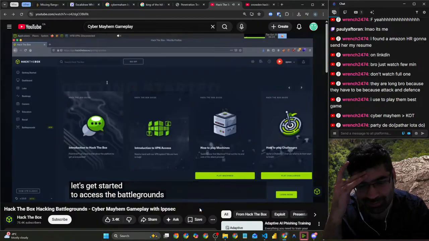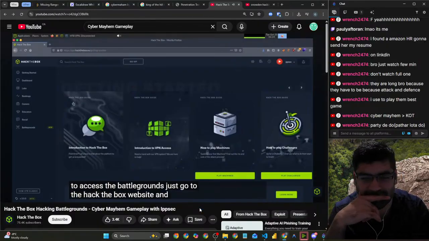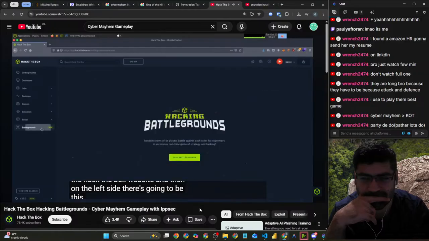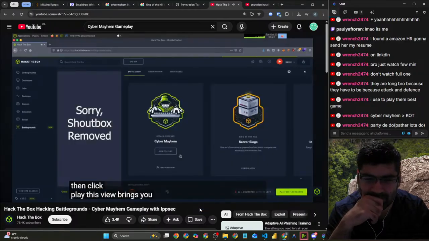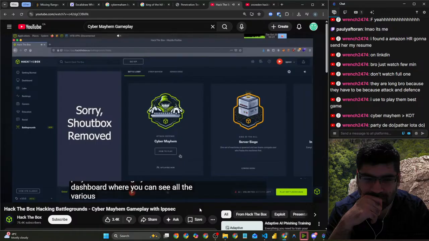To access the Battlegrounds, just go to the Hack the Box website, and then on the left side, there's going to be this Battlegrounds link. Click it, and then click play. This brings you to the dashboard where you can see all the various game modes.